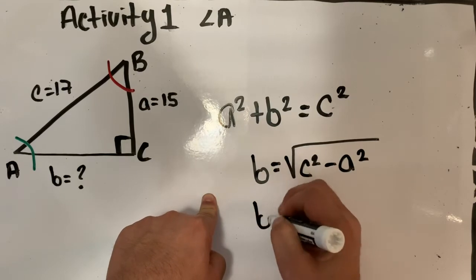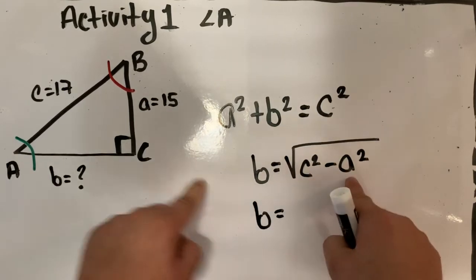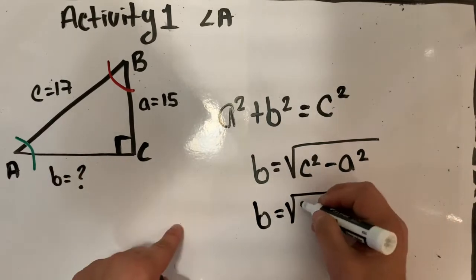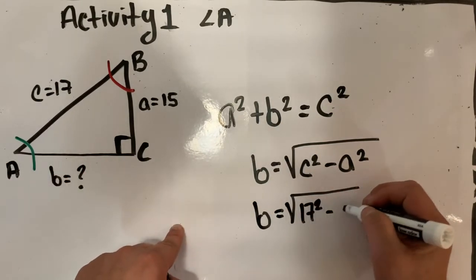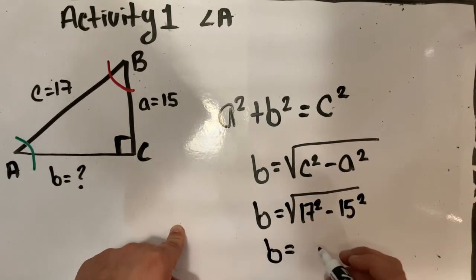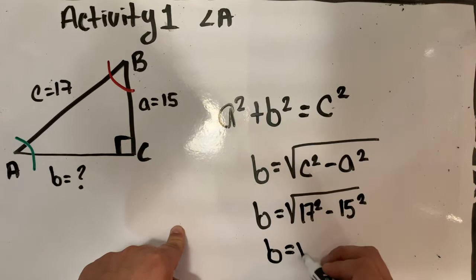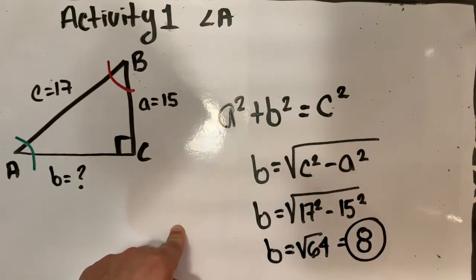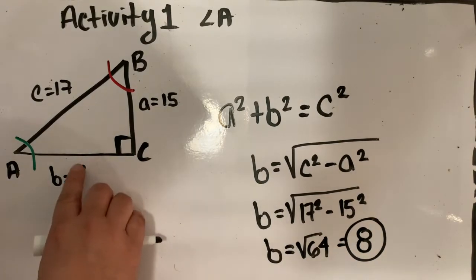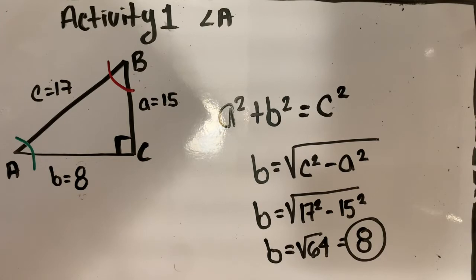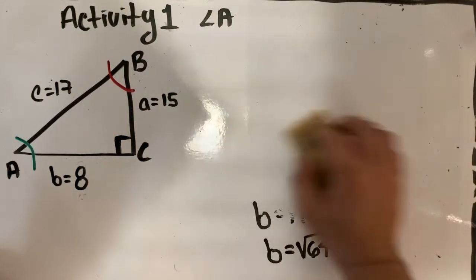Okay, now I'm going to replace these letters with these values. B is equal to the square root of 17 squared minus 15 squared, and b is equal to the square root of 64, that is equal to 8. Okay, now I'm going to replace this question mark, and I already know that b is equal to 8.